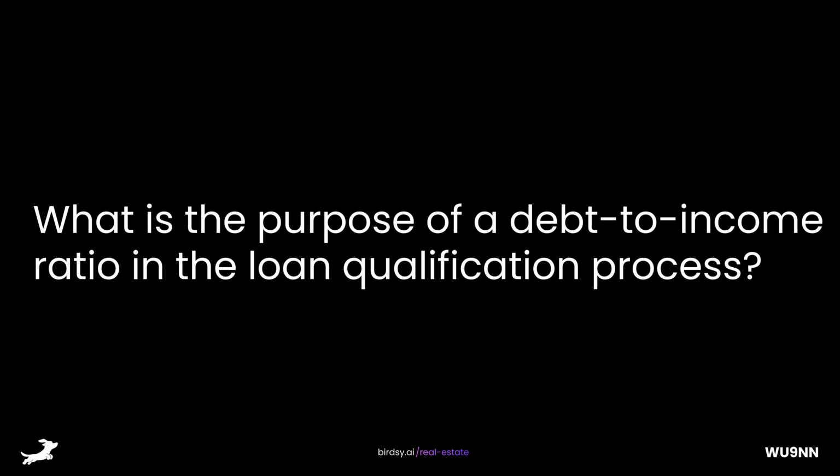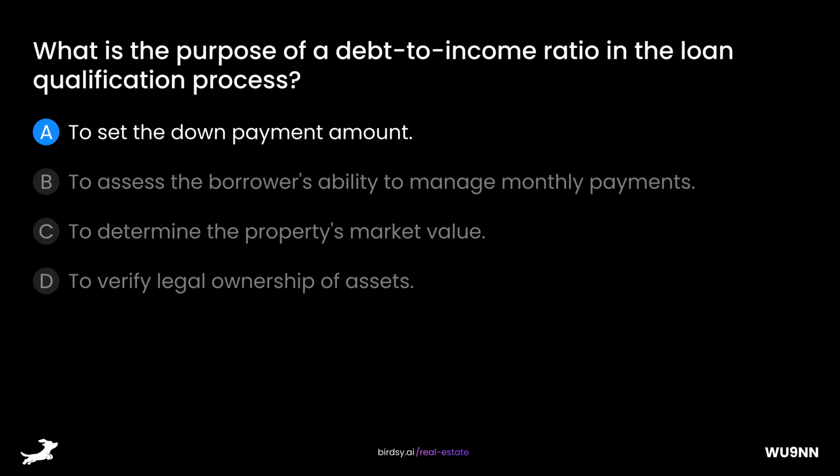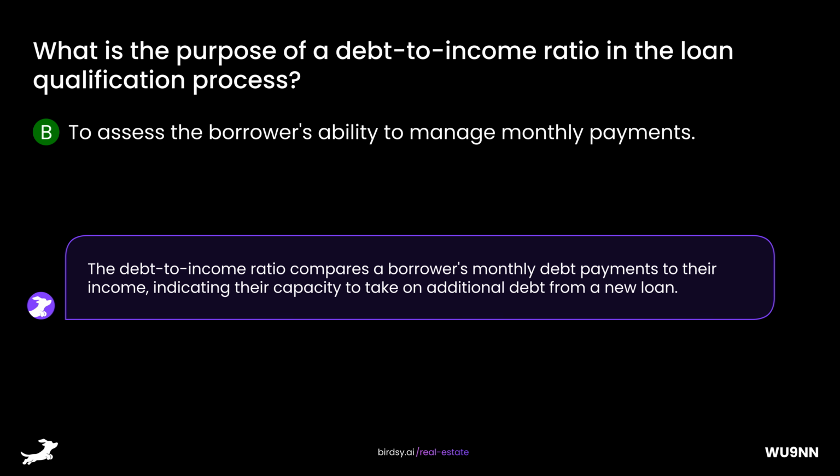What is the purpose of a debt-to-income ratio in the loan qualification process? Is it A, to set the down payment amount, B, to assess the borrower's ability to manage monthly payments, C, to determine the property's market value, or D, to verify legal ownership of assets? The answer is B, to assess the borrower's ability to manage monthly payments. The debt-to-income ratio compares a borrower's monthly debt payments to their income, indicating their capacity to take on additional debt from a new loan.